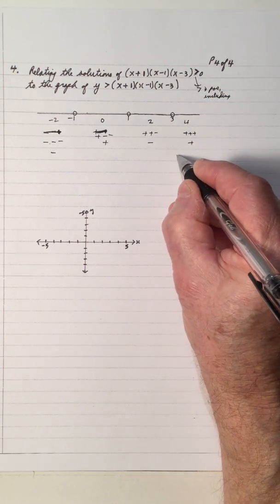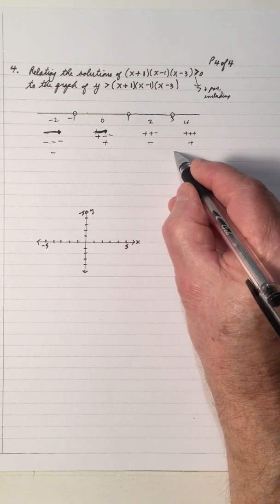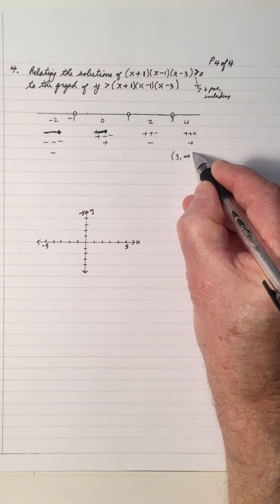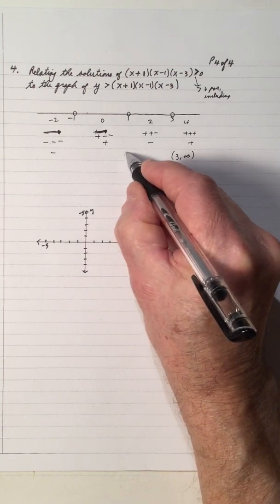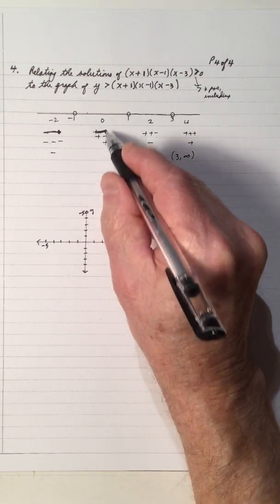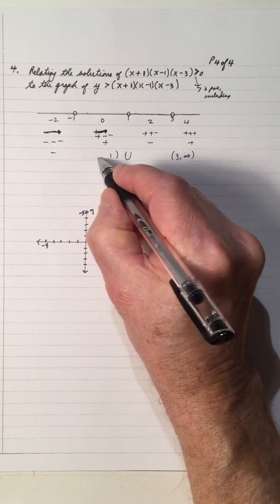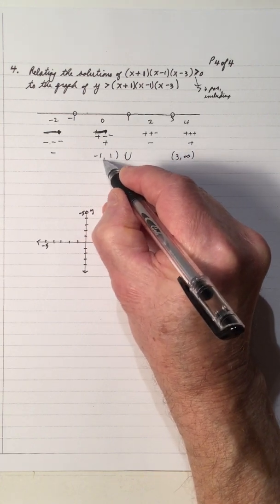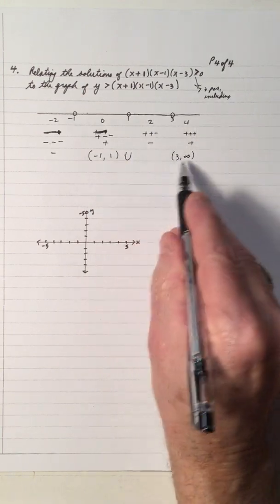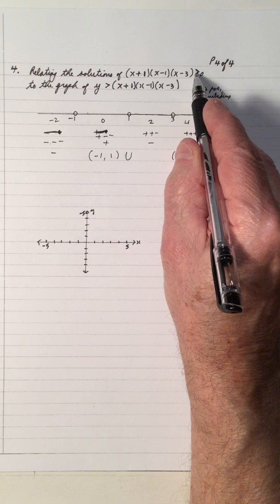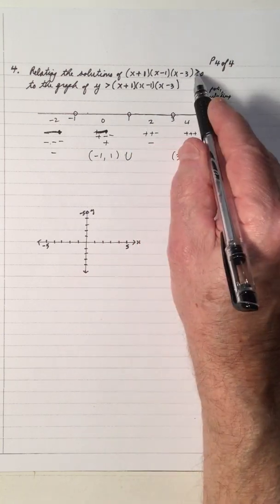So the positives is, and we're not including the 3, so it's 3 going to infinity, open, in union with, positive is here, and that's open, notice, 1 to negative 1. So these are the solutions to this inequality here, the values of x that make this true.